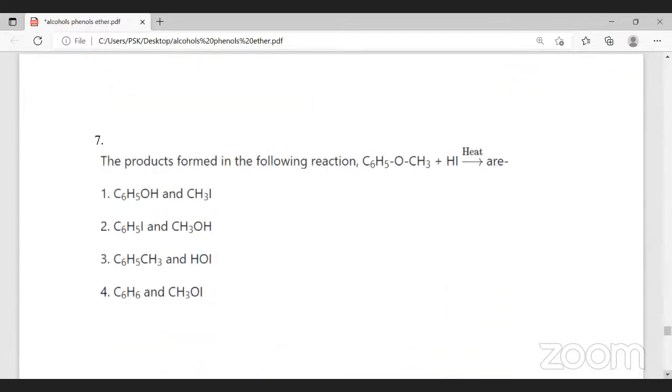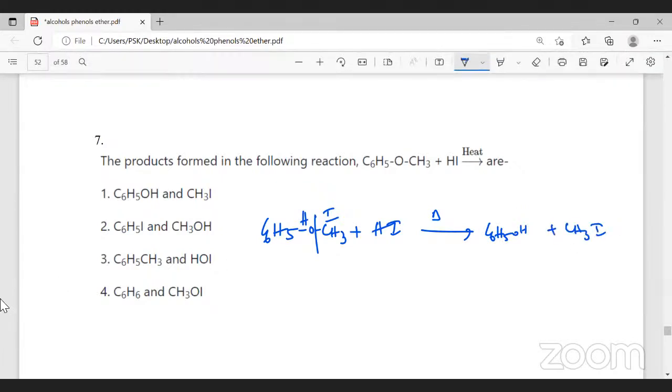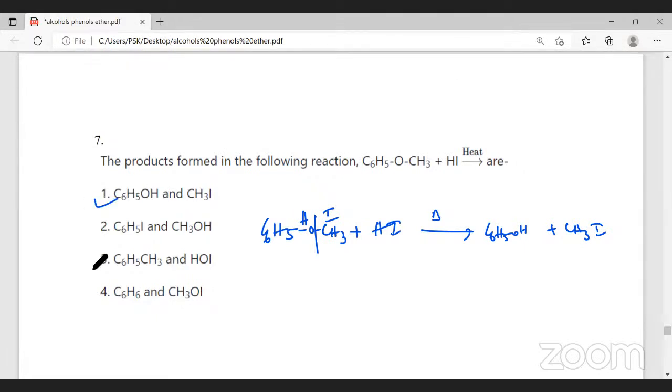The next question. What are the products formed in the following reaction? What is this? This is anisole, C6H5OCH3. With the benzene ring, they've written it as C6H5. So anisole, C6H5OCH3, when it's heated with hydrogen iodide, what happens? The bond between carbon and oxygen breaks. Hydrogen reacts with the oxygen and iodine reacts with the smaller group. So you get phenol and methyl iodide. The answer for this question is option A, option 1, that is phenol and methyl iodide.